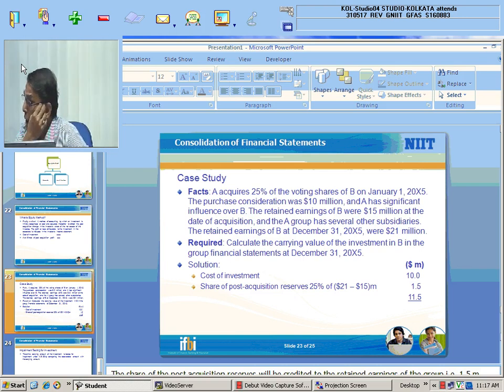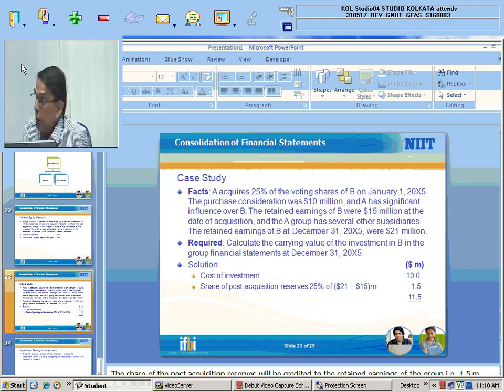Now, the cost of investment in B was 10 million on the date of acquisition of the 25% of the voting shares. So that is the cost of investment. Then we will add the share of post-acquisition reserves. 25% voting shares are acquired by A, so 25% of the increase in retained earnings. Retained earnings were 15 million on the date of acquisition. It became 21 million on the reporting date, 31st December 2005. So the difference, 21 minus 15 million, is the increase in the retained earnings, and the share of post-acquisition results will be 25% of that, that is 1.5 million.